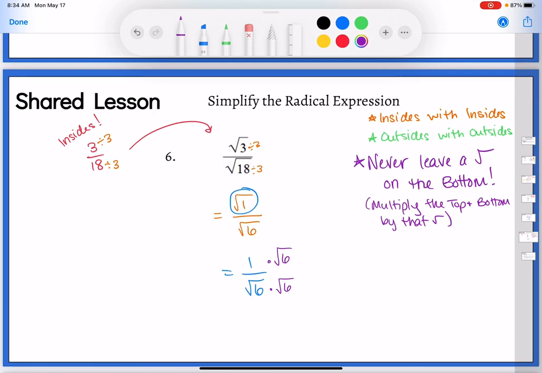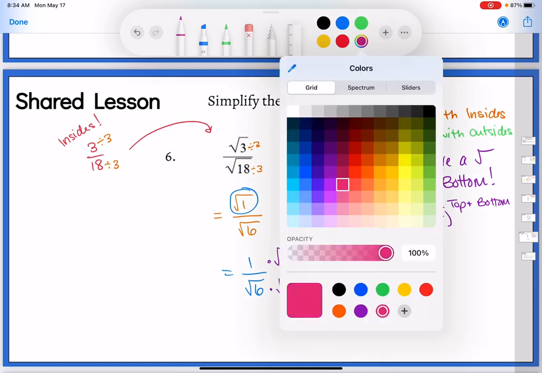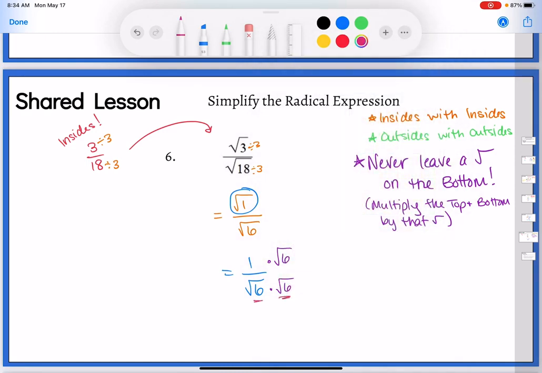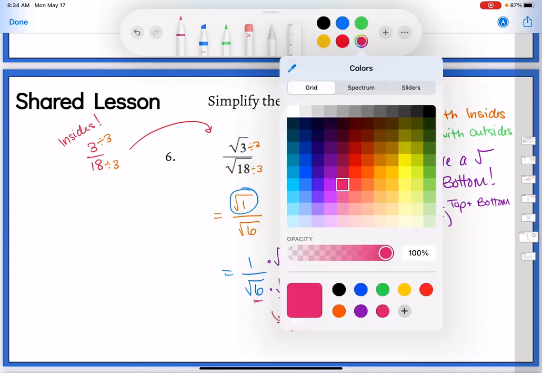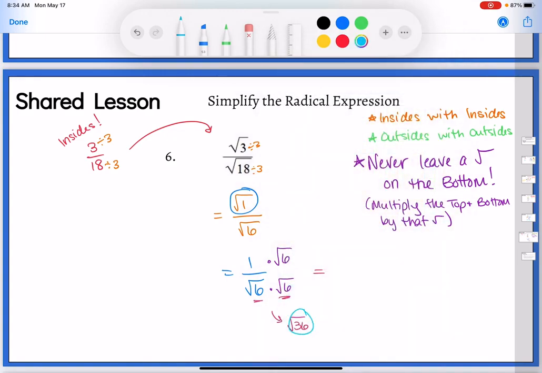So if I really think about this, okay, the square root of 6 times the square root of 6 down here at the bottom, this is going to become the square root of 36. What is the square root of 36? The square root of 36 is 6. So on the bottom, I'm going to get 6.